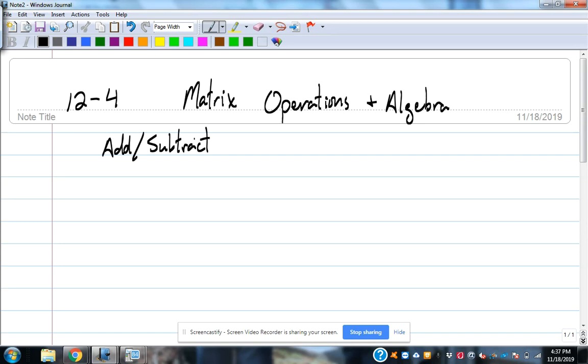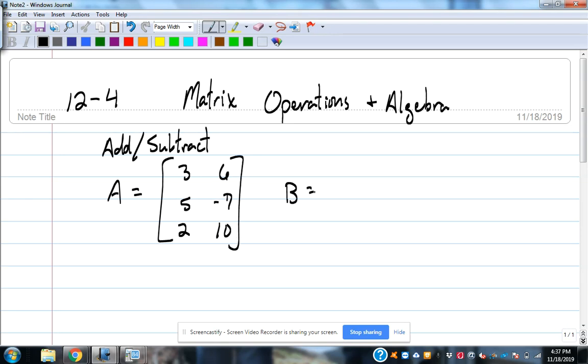I'll show you how to do this by hand, which is the way I normally do it. But I'll also show you that your calculator can do this really easily as well. So what we're going to have here is a matrix, and we're going to call it matrix A. And it's going to be a 3 by 2. So 3, 6, 5, negative 7, and 2, 10. Matrix B is going to be the same size.